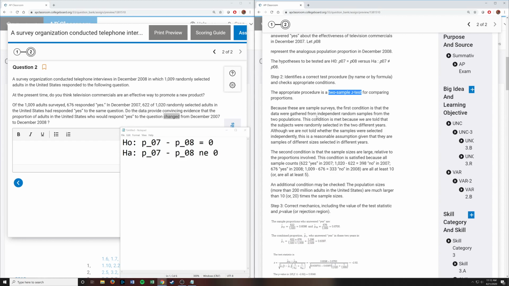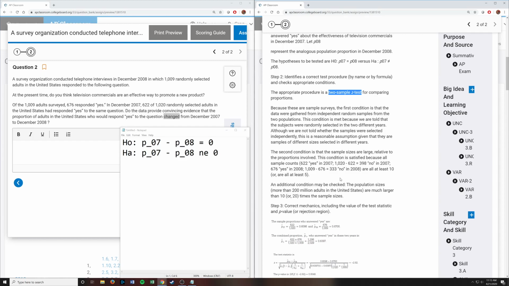Okay, first condition is that they're gathered from independent random samples from the 2 populations. And it's met because we're saying from the problem they were randomly selected in 2 different years. So that's your randomization condition that's checked. Although we're not told whether the samples were selected independently, this is reasonable. Okay, so in terms of independence, independence was an assumption that you needed to check in 2009. Nowadays, we use the 10% condition for that, so don't worry about checking independence by itself.